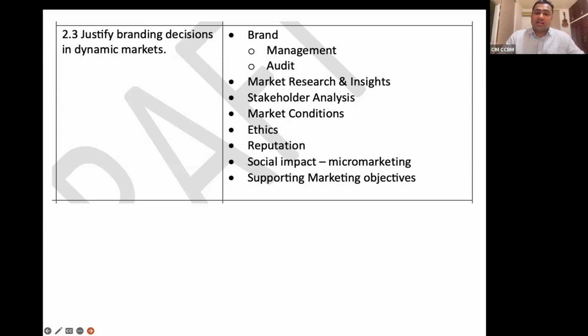We'll also be looking at market conditions, ethics, corporate reputation, and how micro-marketing can bring about change in terms of social impact. And finally, how branding objectives can support marketing objectives. The overall objectives in a marketing plan are marketing objectives, but there might be so many brands covered in the marketing plan. So each brand will have brand-related objectives.